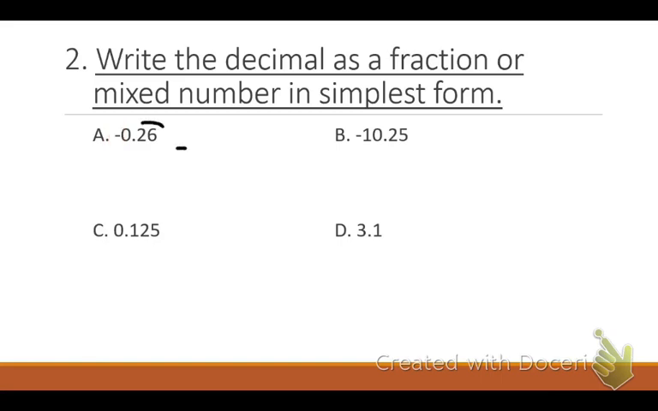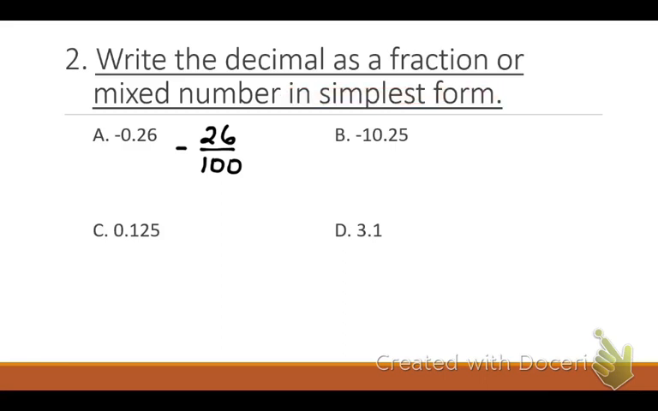Let's talk about this 26 right here, 0.26. What place is the last number in? The hundredth. So guess what that's called? 26 hundredths. If I were to look at this, that says negative 26 hundredths. Now here's what it asks me in my instructions. To put it in simplest form, that means we have to reduce.